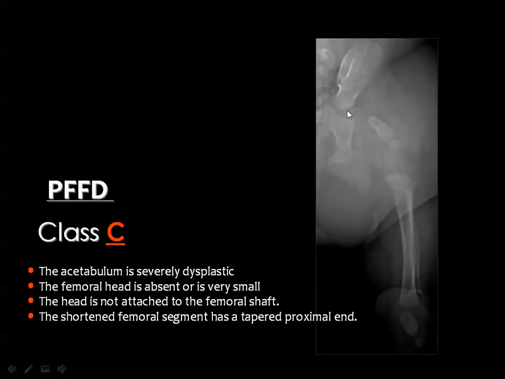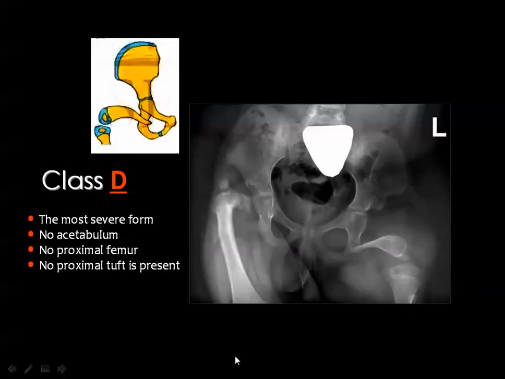You see the acetabulum is markedly dysplastic or very shallow. You cannot see the femoral head or neck. You can see only part of the lower or the distal femoral shaft, with considerable shortening of the limb and a tapered or pointed end of the femur.